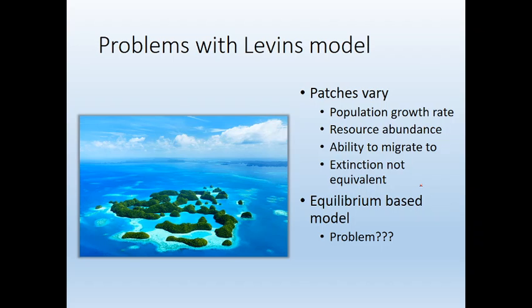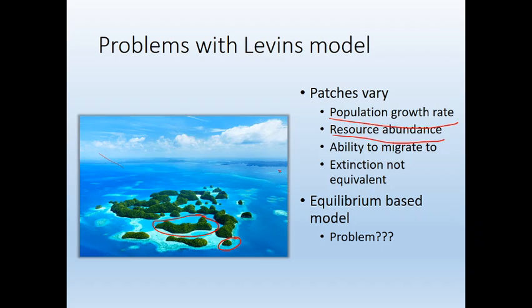So this model is not perfect, right? We know that patches vary. The assumption of this model was that each individual patch is the same. Well, look at these islands over here, right? This island is certainly not the same as this island. There are differences in elevation, differences in size, differences in whether it's protected from waves or not. So things like population growth rate are going to be different. Resource abundances are going to be different. The ability for a species to actually migrate to it is going to be different, right?